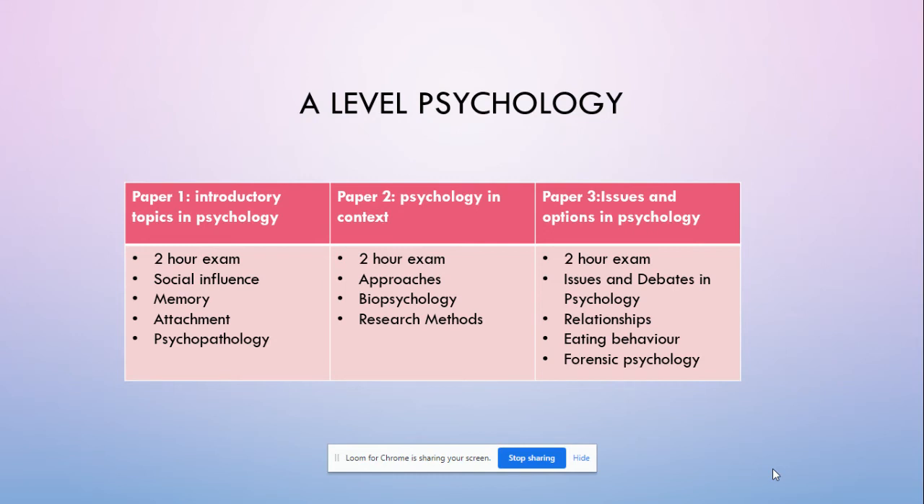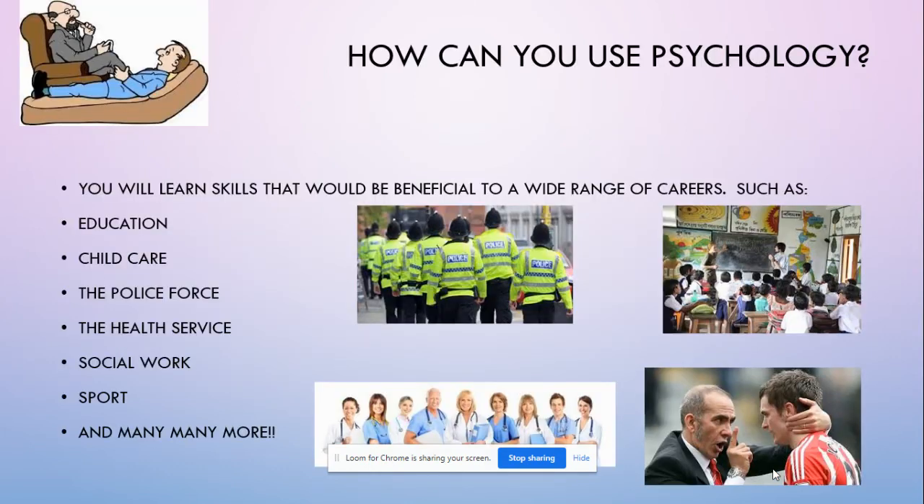So we start with issues and debates, and then we have our 3 options, which are eating behaviour, relationships, and forensic psychology. There is no other form of assessment. It is these 3 exams.